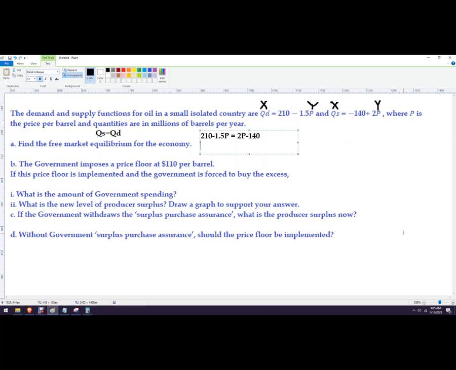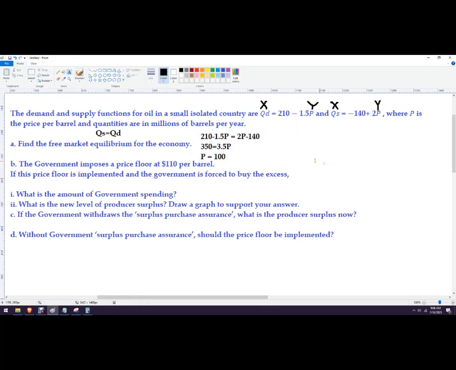Now I'm just going to rearrange some stuff here. So I got 350 equals 3.5P. And then divide both sides by 3.5, not P. And we get price is 100. So the equilibrium price in this market is 100.